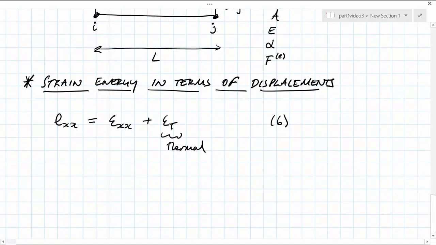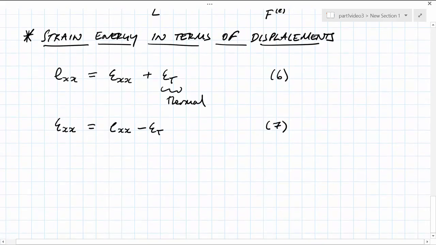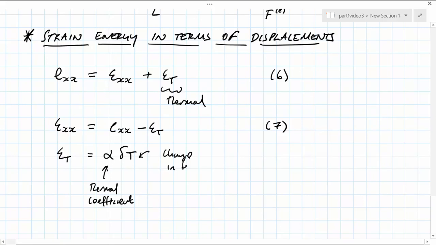We can then rearrange this to make the engineering strain the subject of the formula, giving us our total strain minus our thermal strain. We define the thermal strain in the following way. Epsilon T is equal to alpha times delta T, where alpha is our thermal coefficient and delta T is our change in temperature.